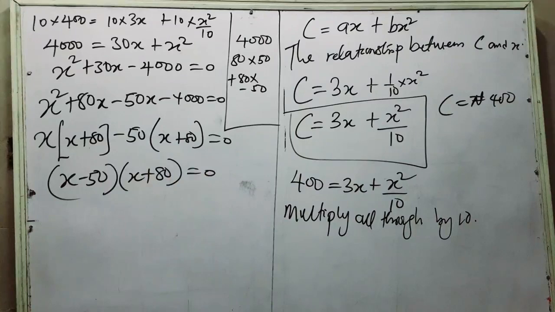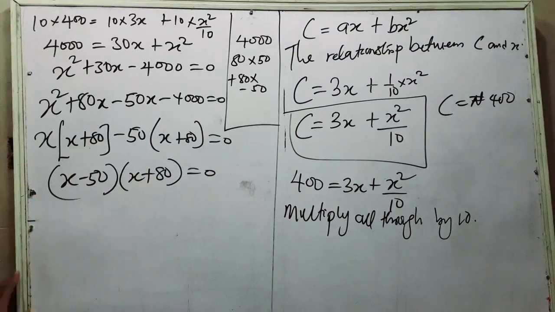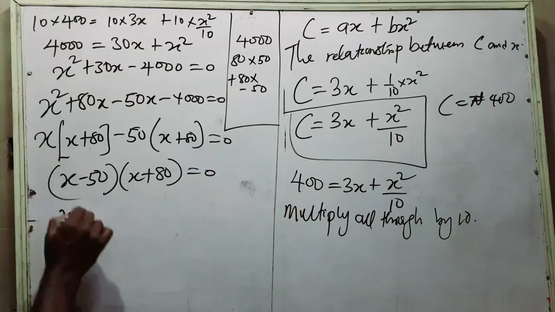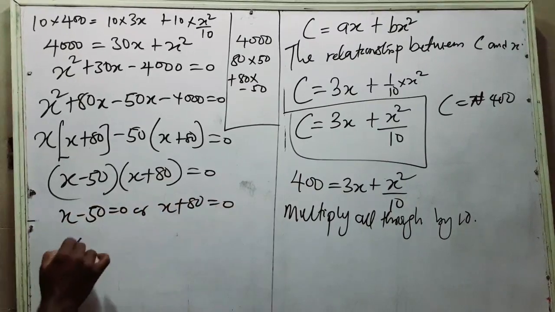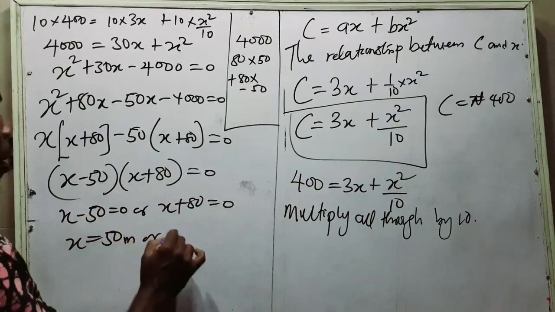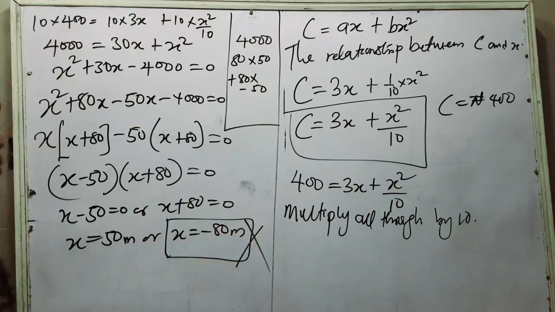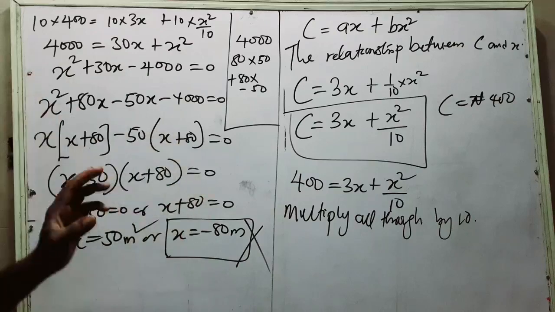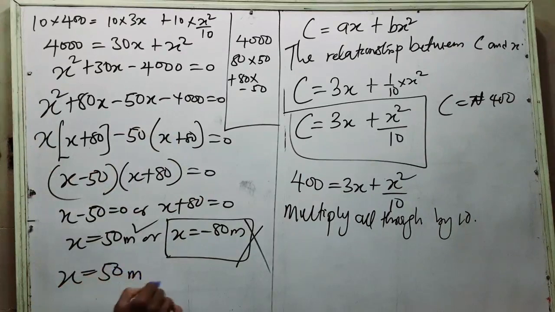From one of our videos, you can go and watch how an equation like this forms a quadratic equation. It lets us know that either x minus 50 is equal to 0, or x plus 80 is equal to 0. So x is equal to 50 meters, or x is equal to minus 80 meters. Since we cannot consider minus, we cancel this and accept the other. So the depth of the well at 400 naira is 50 meters deep.